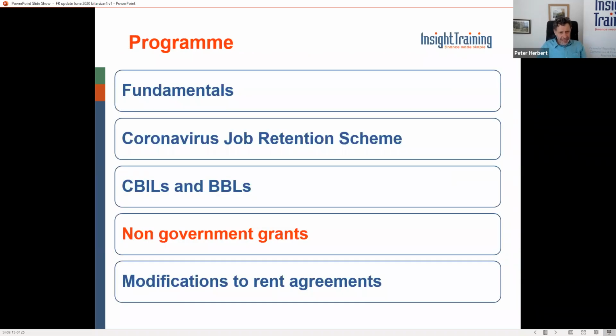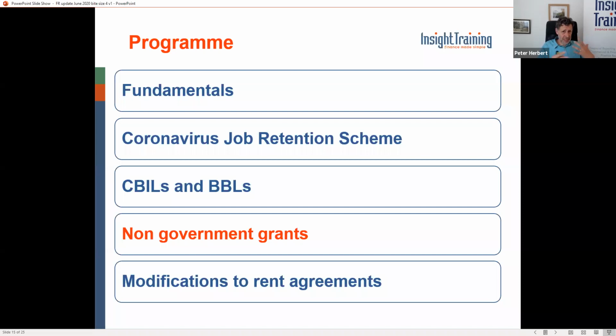Okay, let's move on and have a look at non-government grants. Now, there's no hard and fast rules about how you account for non-government grants. FRS 102 section 24 deals with government grants. FRS 105 section 19 deals with government grants.